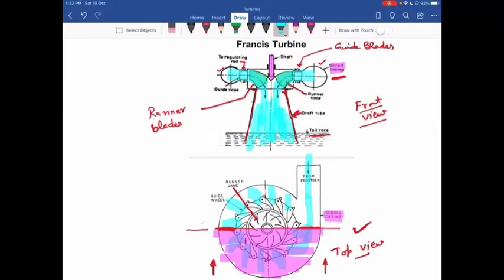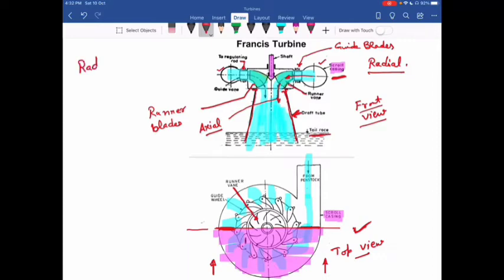Now here you can see the water enters radially. So here the water enters. So entrance is radial. And it leaves the turbine in this direction, which is axial. So the direction of water in the runner, or in the turbine, changes from radial to axial. That's why this turbine, the Francis turbine, we call a mixed flow turbine.